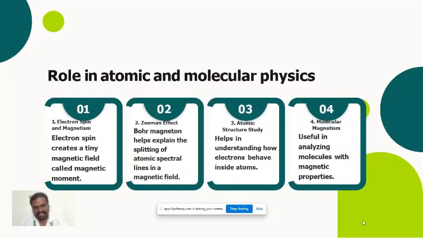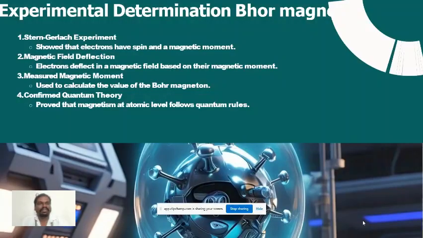Atomic structure studies help in understanding how electrons behave inside atoms, and molecular magnetism is useful in analyzing molecules with magnetic properties. In experimental determination of the Bohr magneton, the Stern-Gerlach experiment showed that electrons have spin and a magnetic moment.